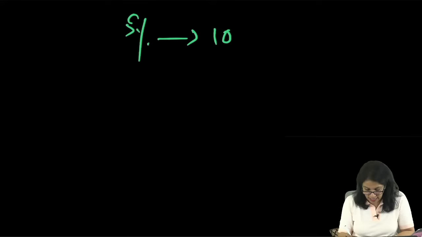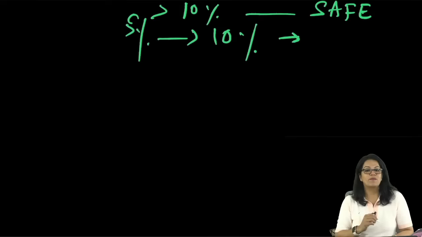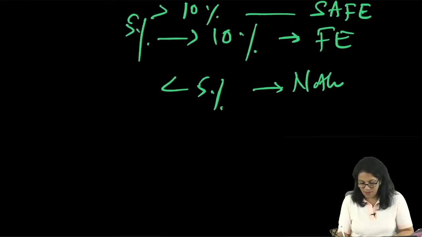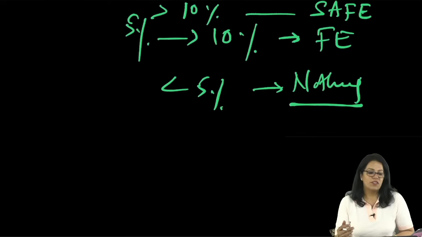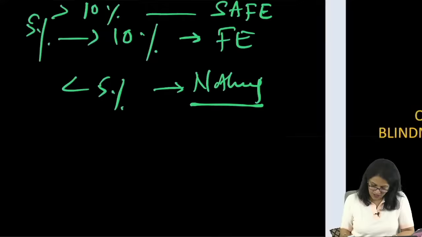Done. What if it is between 5 to 10%? Then we go for FNE. And less than 5%, we don't do anything under this program. Facial hygiene, environmental cleanliness to hona chahiye na, but under this program, nothing is done if it is less than 5%. Yes, very nice. Good. We come to the next point.